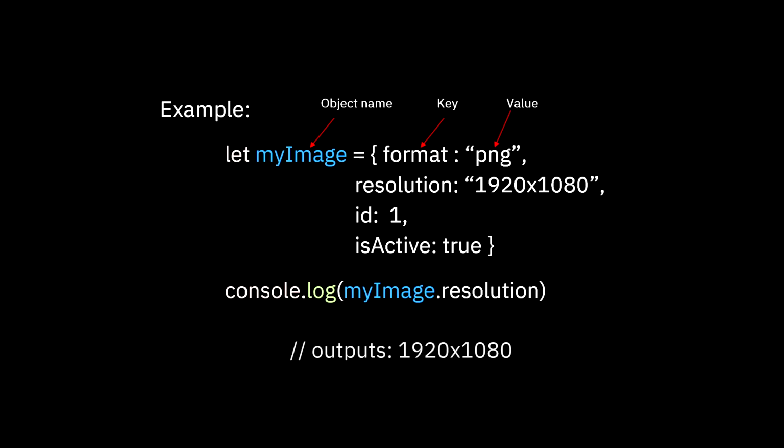Hi guys, this is Ash from the future. I just want to tell you that this here is an example of an object. This object is called myImage. It consists of key value pairs. Format, resolution, ID, and isActive are the keys, and the values in front of them are the values associated with those keys. To print out a particular value, such as the resolution, I can do myImage.resolution and put that in a console log. This logs 1920 by 1080 into the console.